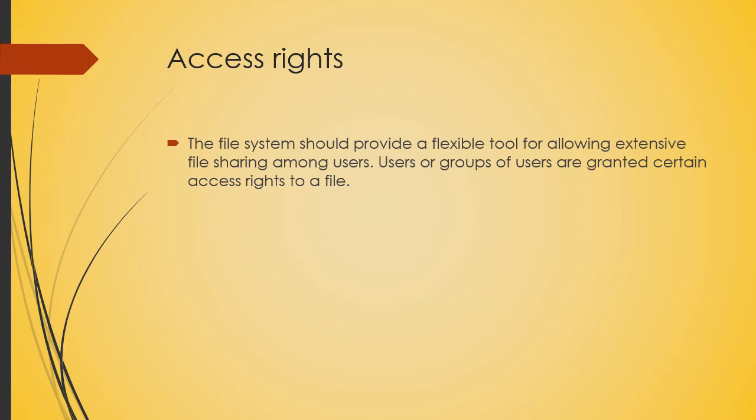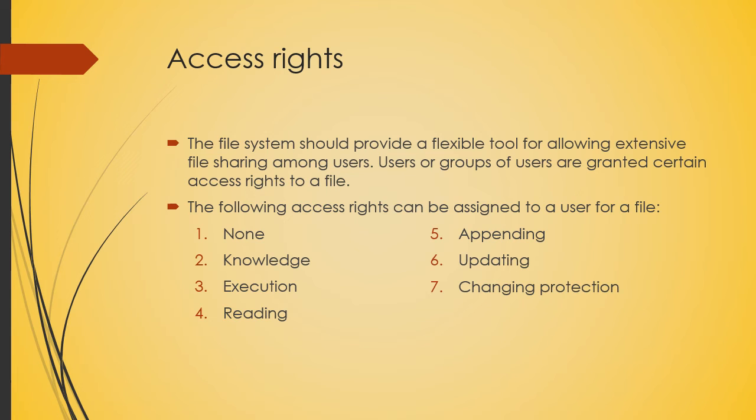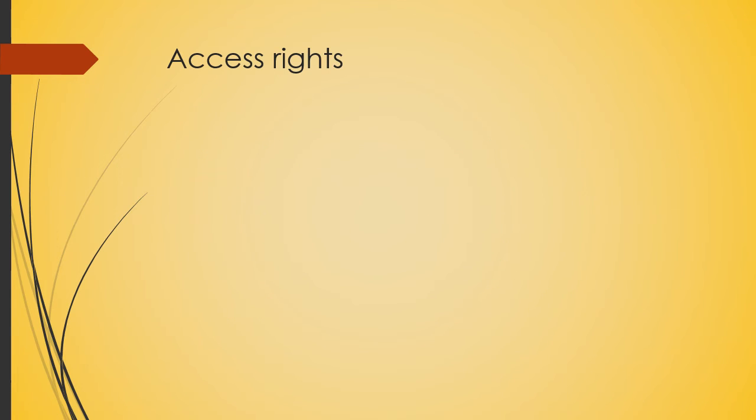Access rights. The file system should provide a flexible tool for allowing extensive file sharing among users. Users or groups of users are granted certain access rights to a file. The following access rights can be assigned to a user for a file: none, knowledge, execution, reading, appending, updating, changing protection, deletion. Now I will explain each of the access rights that I listed for you.